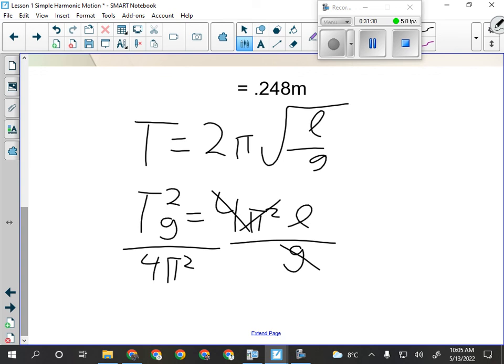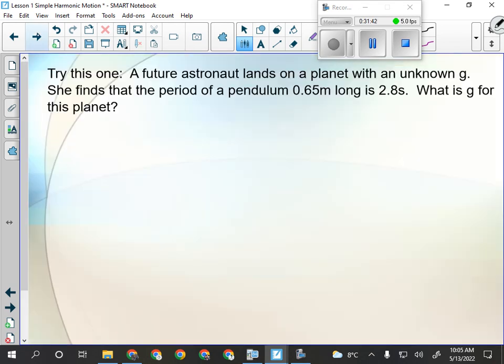Very often, I find people forget to square T. Okay? They remember to square the 2, they remember to square the pi, they remember to get rid of the root, but they forget to square T. I'm not sure why, but it's a common mistake. Okay, this one I don't have the answers for. You can try this one.